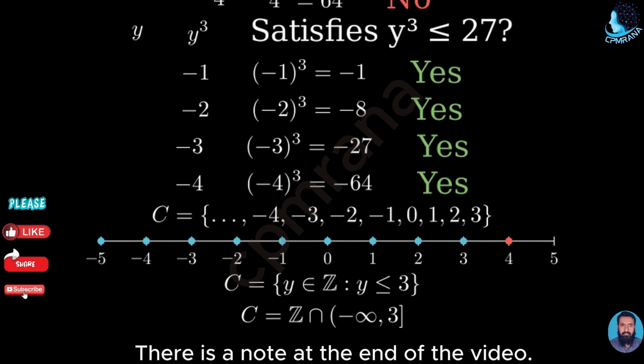In set notation, we can write this as C equals the set of all integers y such that y is less than 4, or in interval notation, C equals the intersection of the integers with negative infinity to 3, closed on the right.